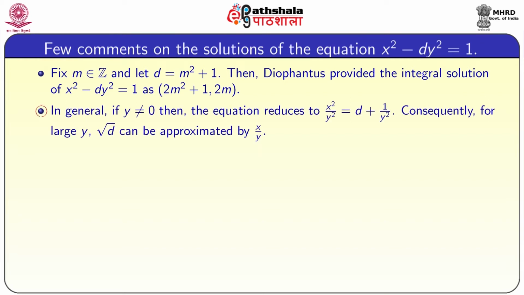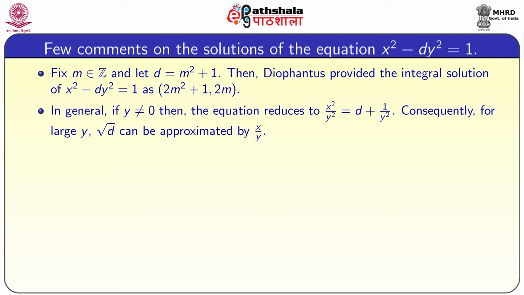In general, if y is not equal to 0, then the equation reduces to x square by y square is equal to d plus 1 by y square. Consequently, for large y, root d can be approximated by x by y. This is a nice phenomenon of this Pell's equation.